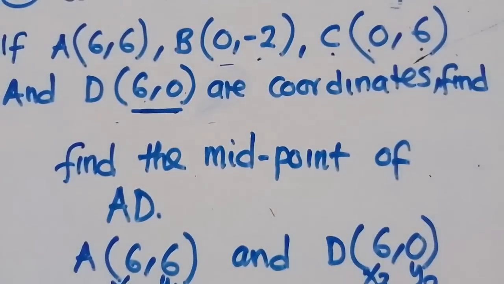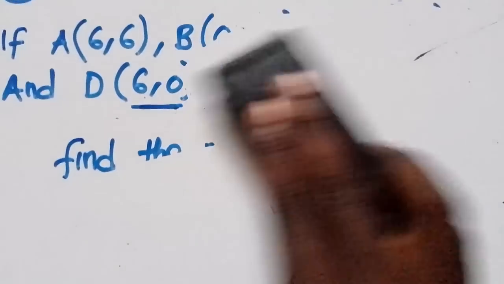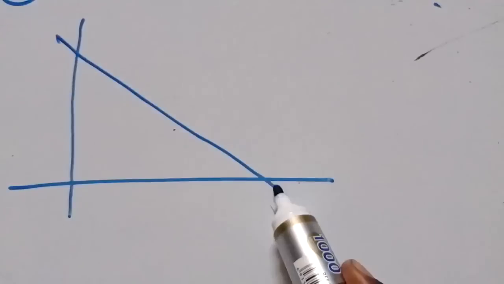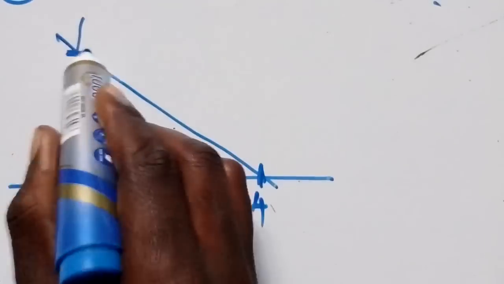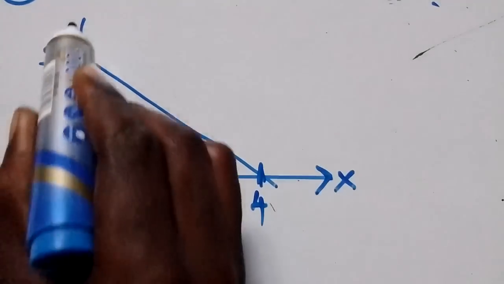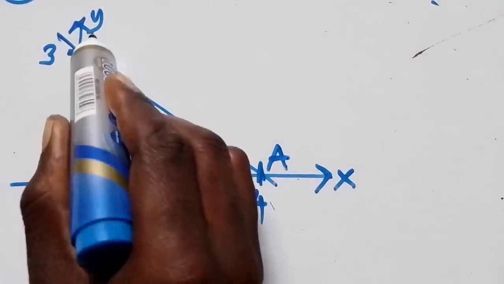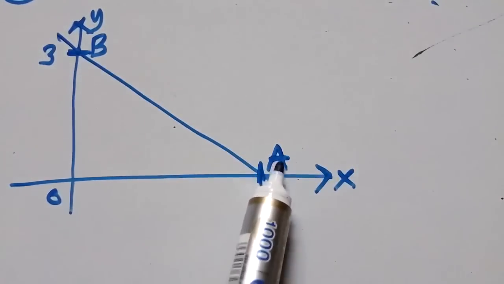Let me write something here. So coordinate geometry can come in different ways. What you need to do is simple work. Like, let's say you're just given a graph like this. Then they bring a line here. They'll say the point that is here is 4, the point that is there is 3. Then you know that 0, this is the x-axis, that is the y-axis. Then they name this point A, then they put this point as B. Then they tell you to find the distance between A and B.